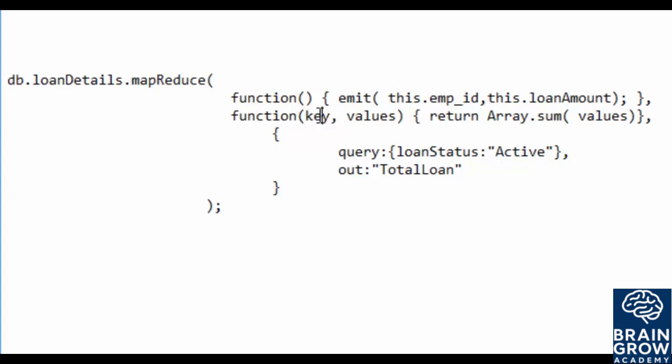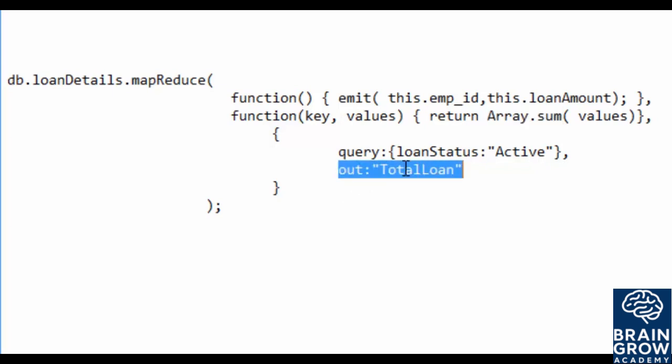and what it will do is take the employee ID as a key and loan amounts as values, and it will iterate over each key's values and sum them up. So for each key it will find all the values, sum them up, and provide the result to this array, and then we'll get the result. And we have the out here.